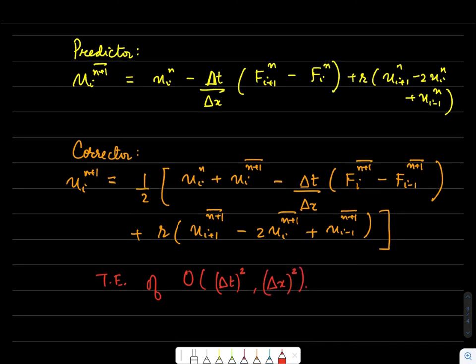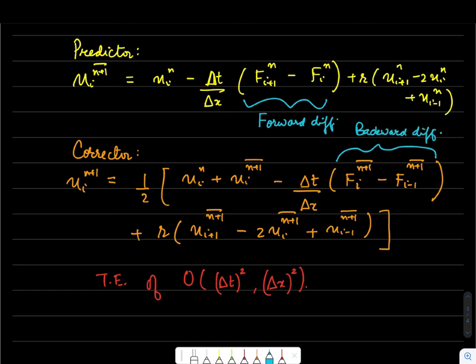This version uses a forward differencing in the predictor step and a backward differencing in the corrector step. So let's note this down. This is an important difference. It is using forward differencing in the predictor step and a backward differencing in the corrector step. This is a key feature that you have to take care of when you're implementing.